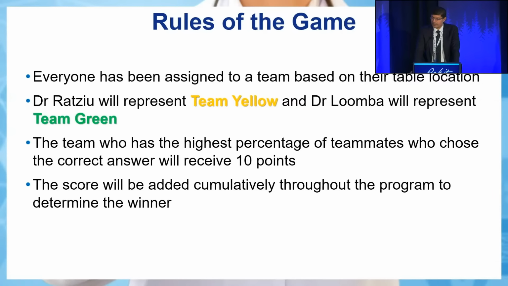Okay, good. So rules of the game. Everyone has been assigned to a team based on their table location. Dr. Ratziu's team represents the team yellow, and my team represents team green. So let's see who are in team green here. Okay, we got to win. Okay, that's good. The team who has the highest percentage of teammates who choose the correct answer will receive 10 points, and the score will be added cumulatively throughout the program to determine the winner. So go Team Green.